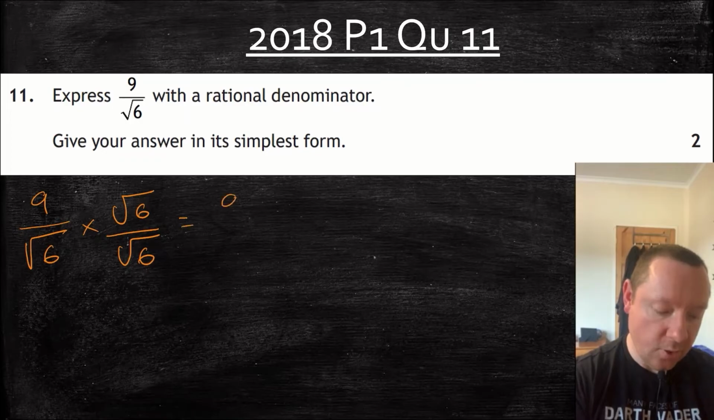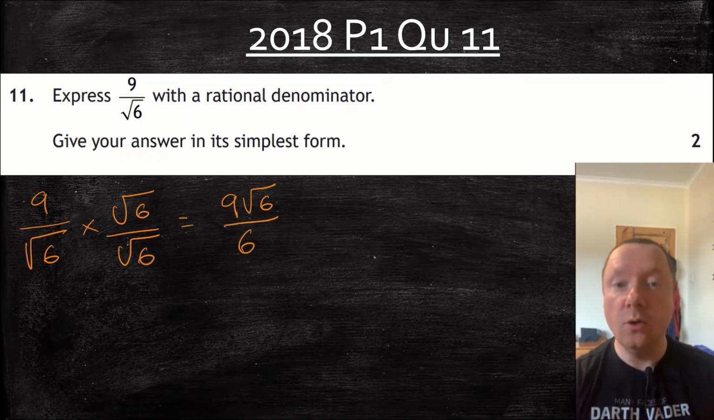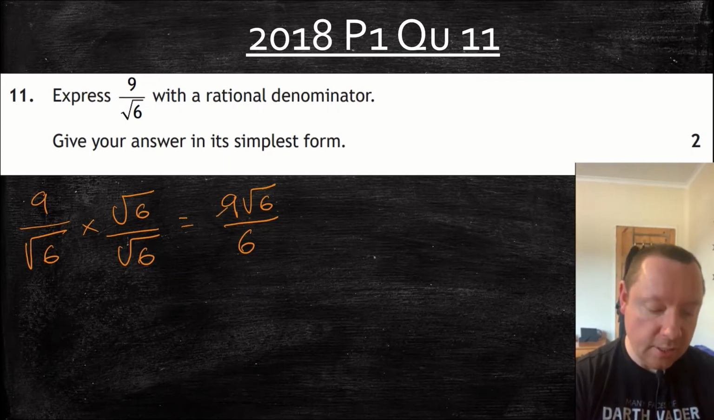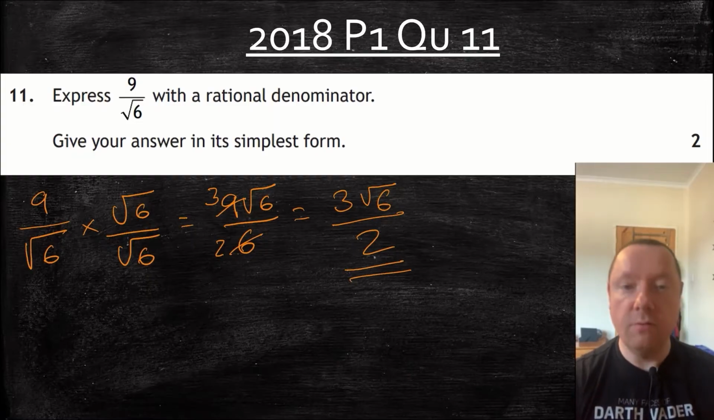So this gives me 9 root 6 on the top over just 6 on the bottom. I can simplify the number parts by dividing by 3. 3 goes into 9 3 times, 3 goes into 6 twice, leaving 3 root 6 on the top and 2 on the bottom for our final answer.